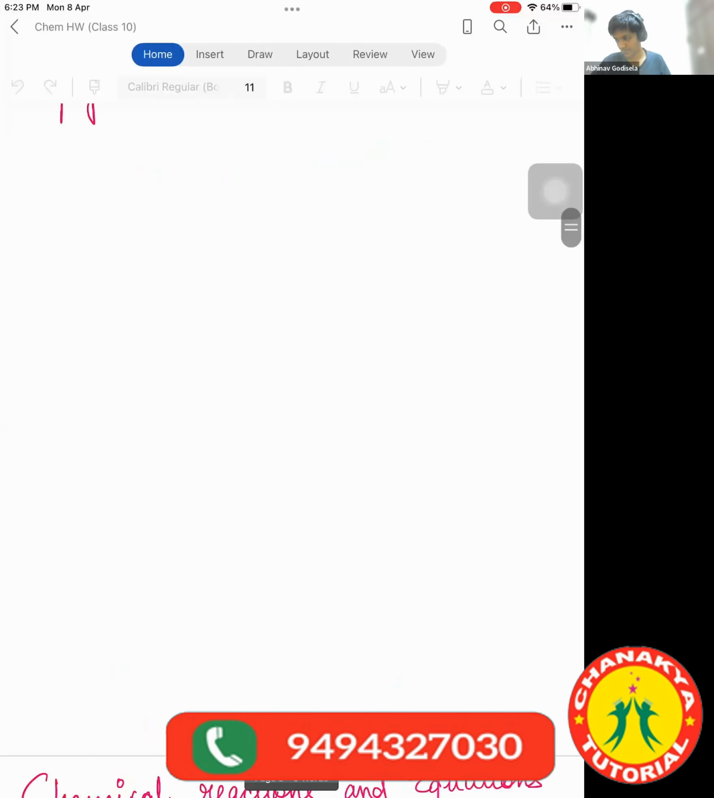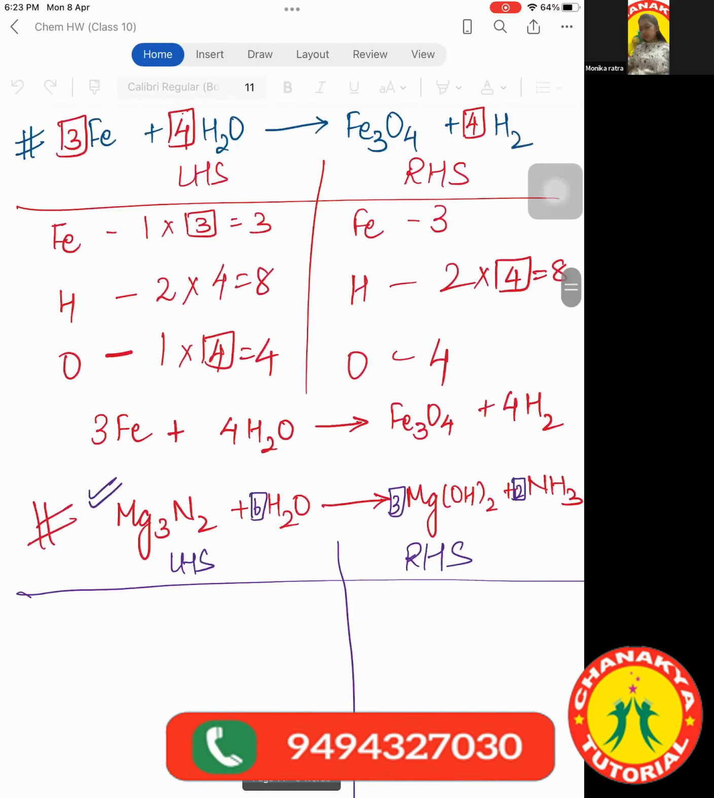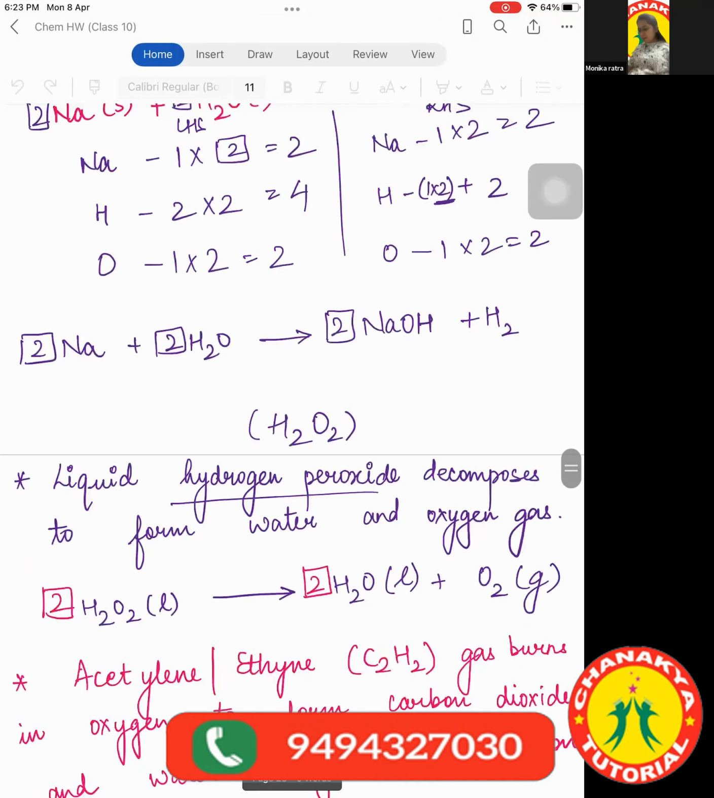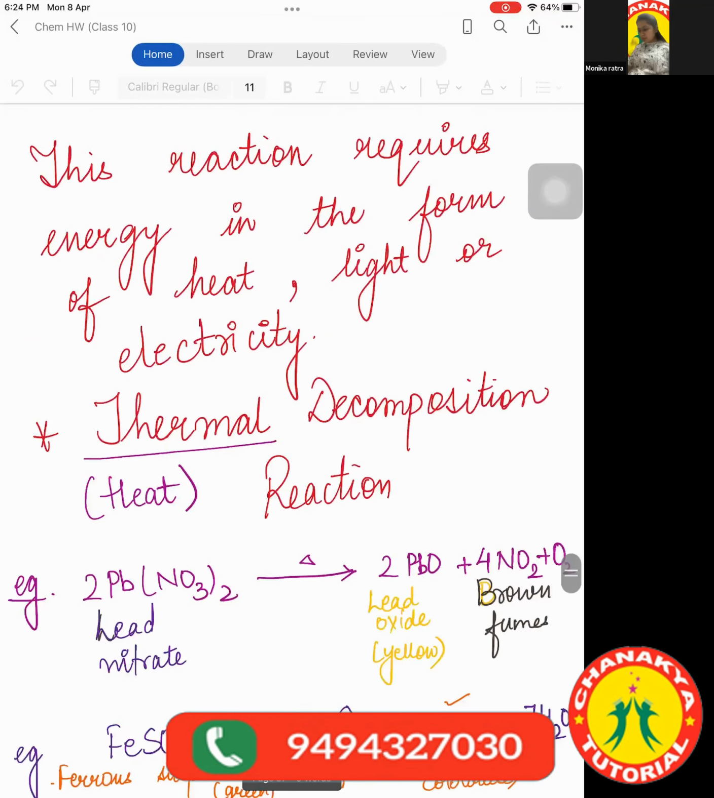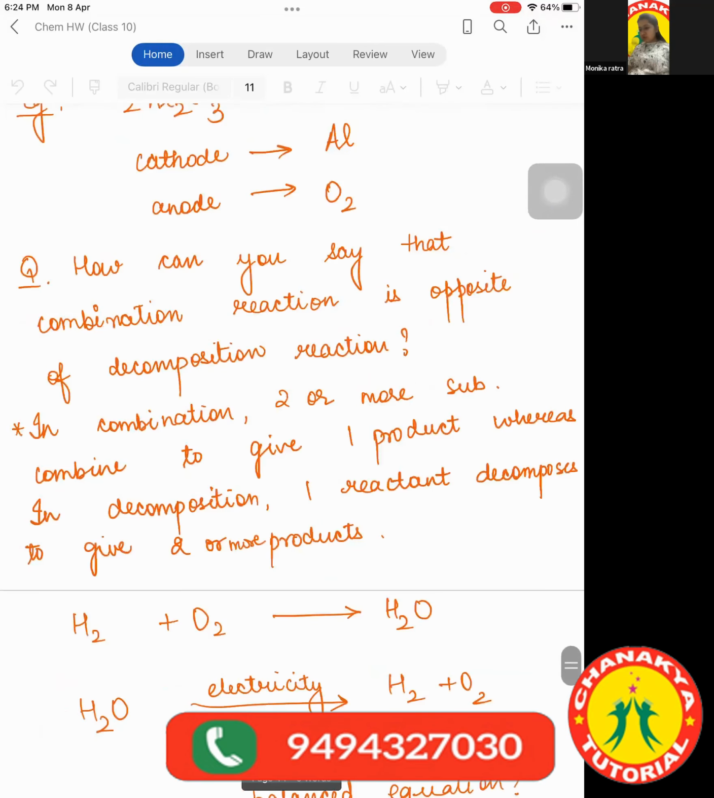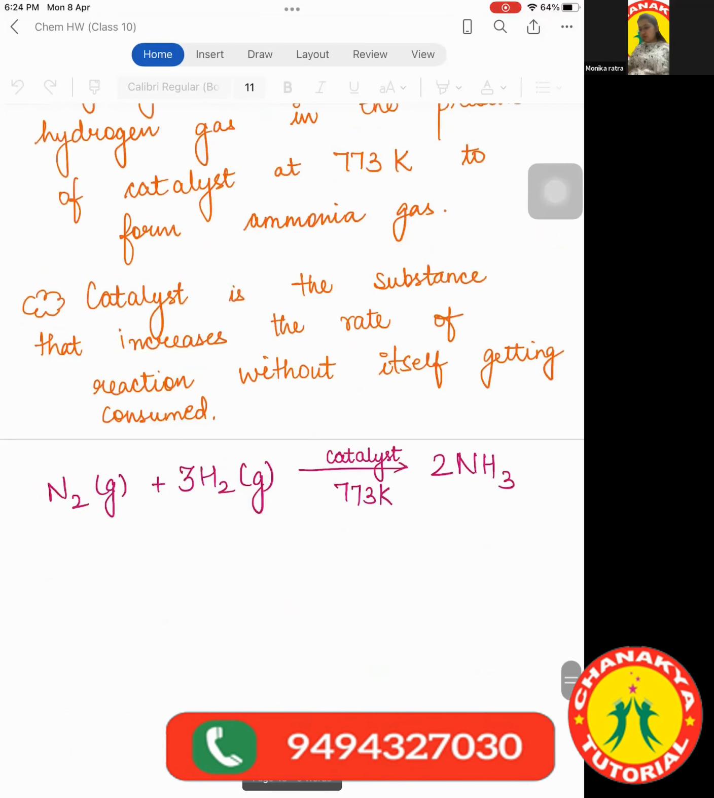So I think we can move ahead with our next reaction, right? This is the electrolytic combination. All of this we had discussed.